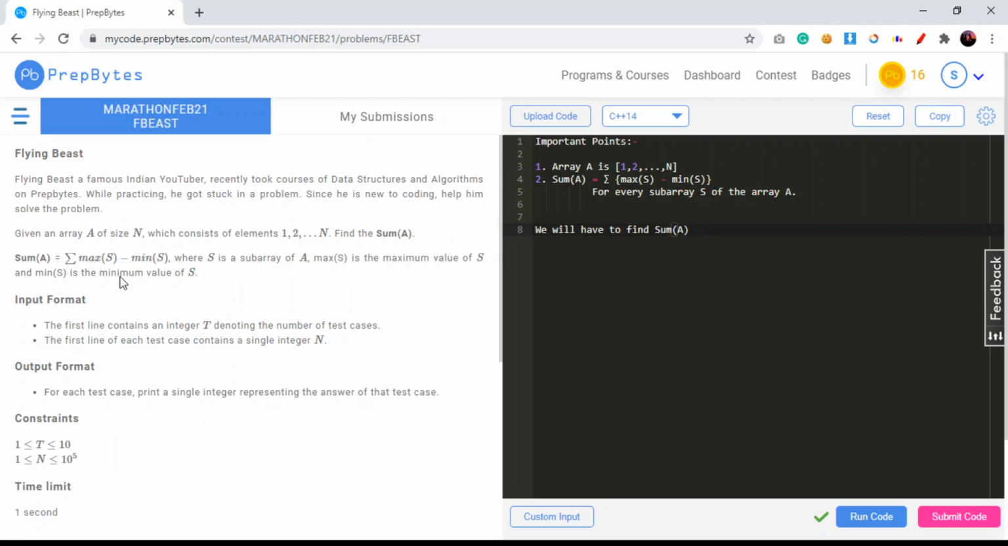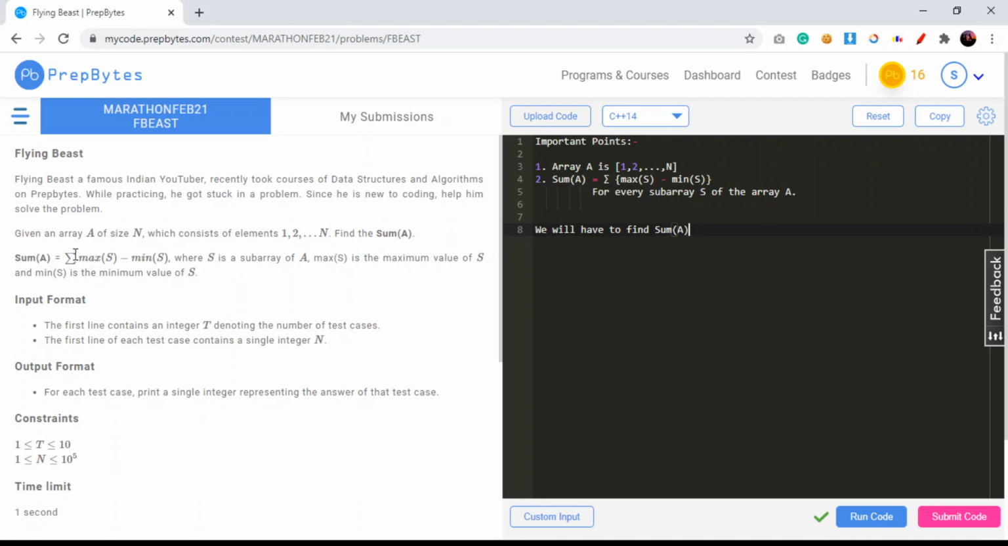Okay, now the problem goes like, given an array A of size n which consists of elements 1, 2 up till n, we will have to find sum A. I am parallelly writing the important points for this problem so that it would be easy for you to understand. So my array A is given in this way, which is 1 to n.